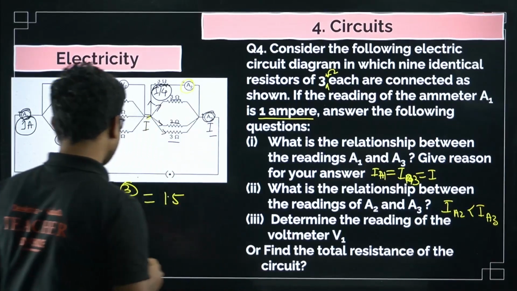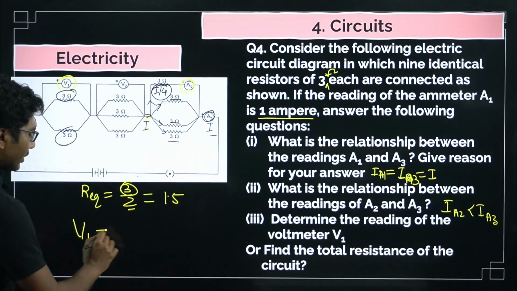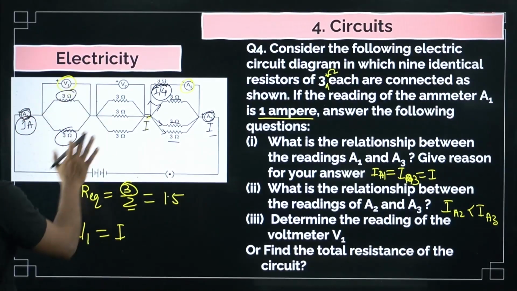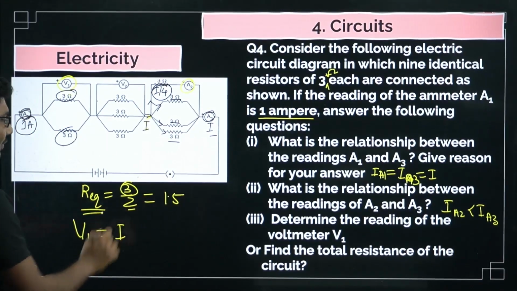Okay, so what is the voltage drop? So voltage drop will be equal to current into R, because now you can replace this entire circuit with a single R equivalent, right?